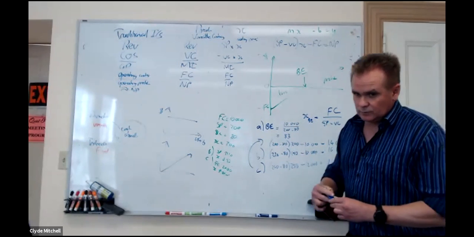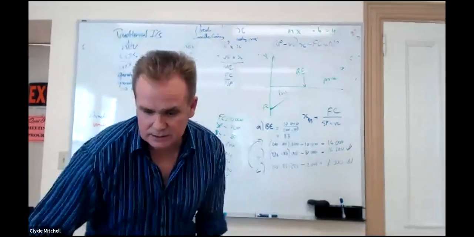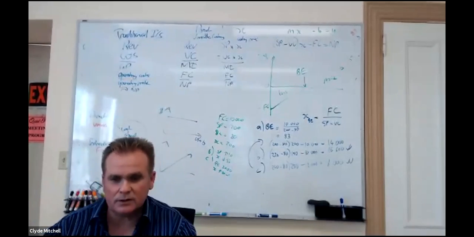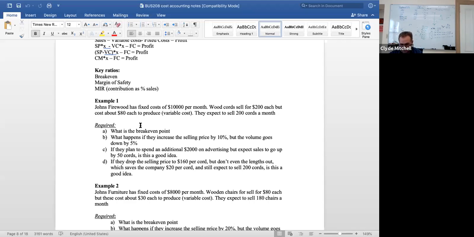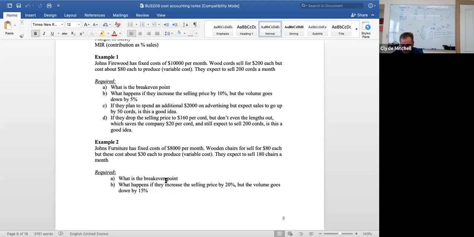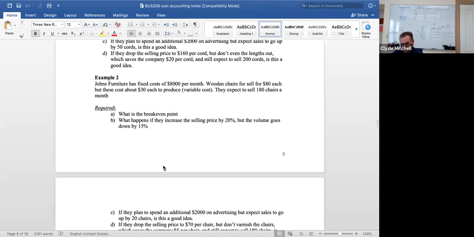So what we just looked at here is a couple of examples. I'm going to just bring up the notes again. We looked at example 1. If you go through example 2, it's basically identical, except your fixed costs are different and your selling price and variable costs are different, but it's the same general idea.